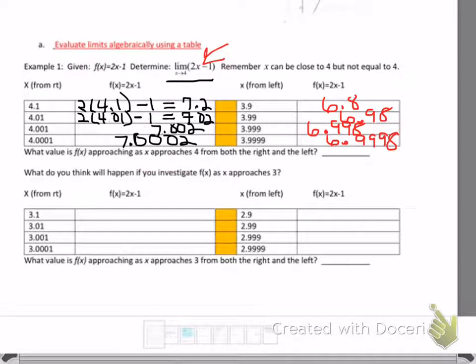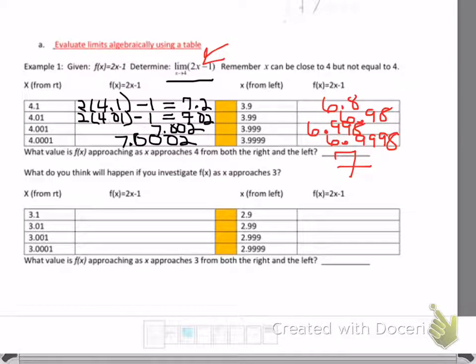So what value is f of x approaching as x approaches 4 from both the right and the left? If I were to round both of those values, I would get a 7. Okay, that happens also to be my function value, but more importantly, it's the limit as x approaches 4 from either direction. We can do the same thing with 3, which I'll leave as an exercise for you.